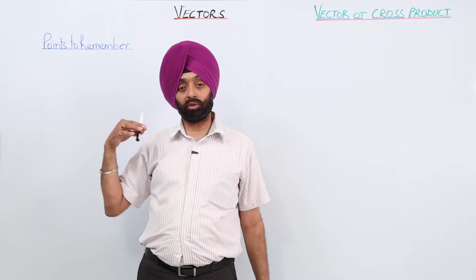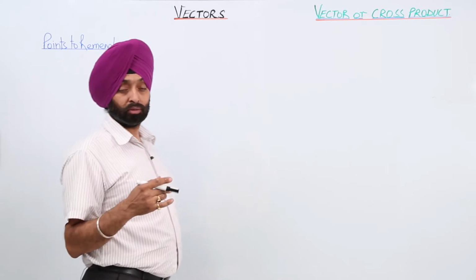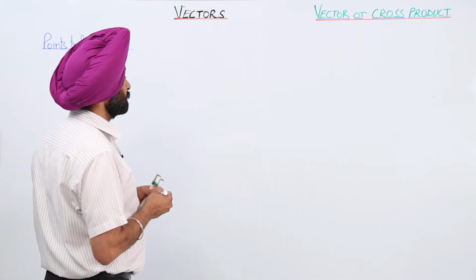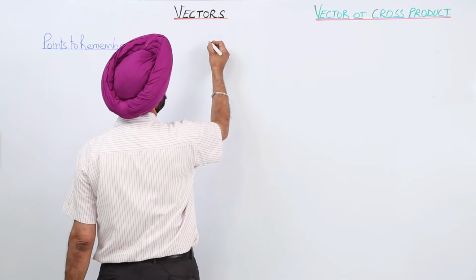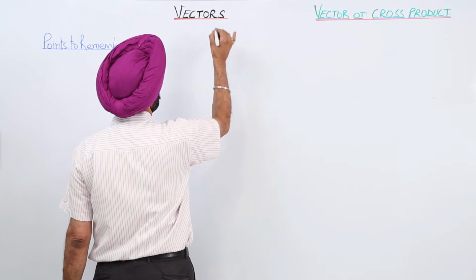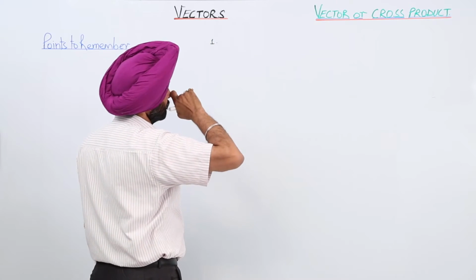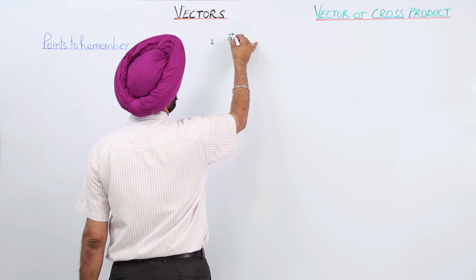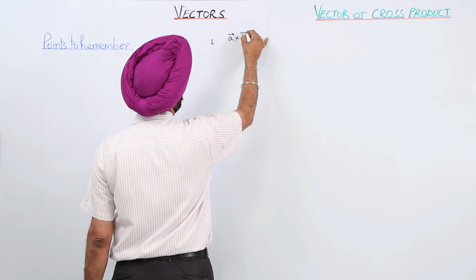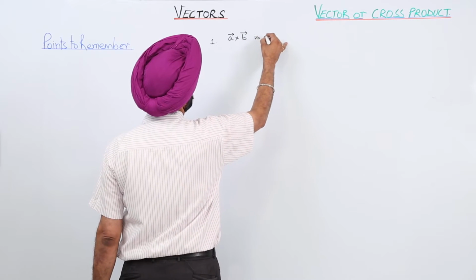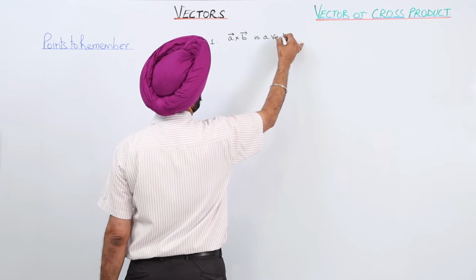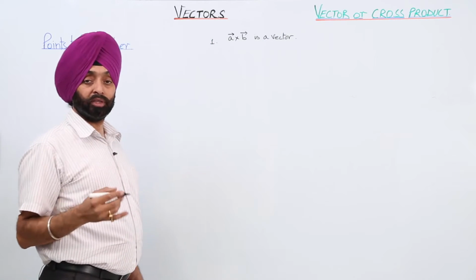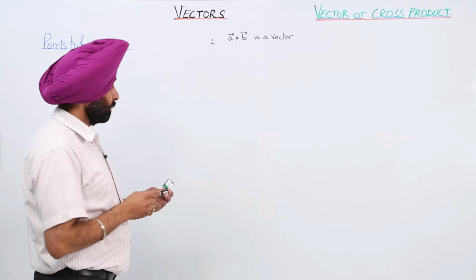Points to remember for the vector cross product. Just now we have gone through the definition. Now a few important points are there. Point number one is: vector A cross vector B is a vector. The result of A cross B is also a vector.